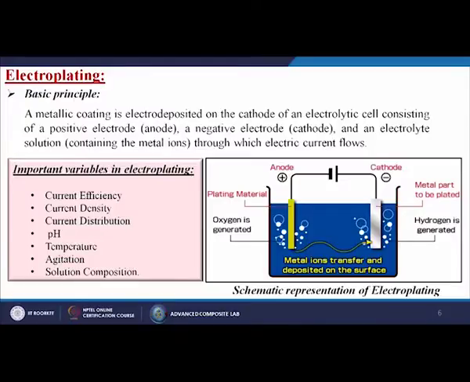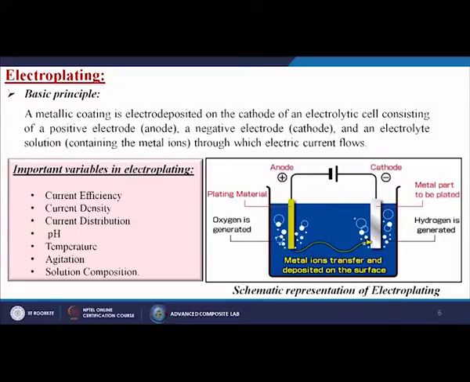The important variables in electroplating techniques are current efficiency, current density, current distribution, then pH of the solution, temperature, agitation and the solution composition. These are all the different input variables for electroplating which can determine the efficiency for this particular purpose. On the right hand side is the figure I have already discussed. This is the schematic representation of the electroplating technique.